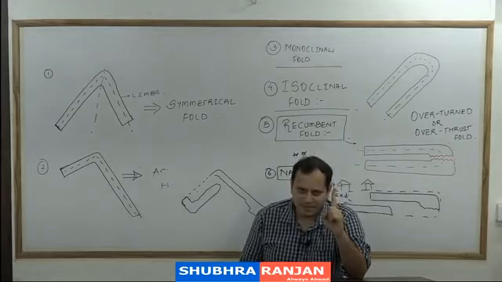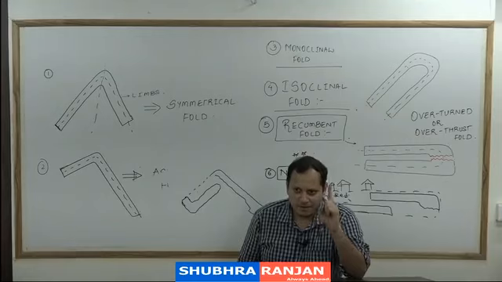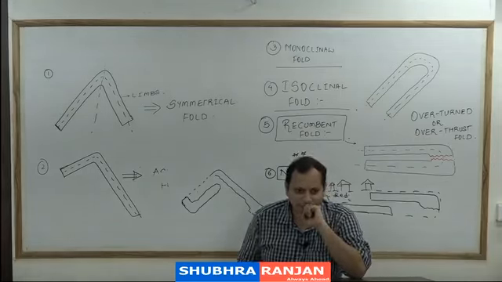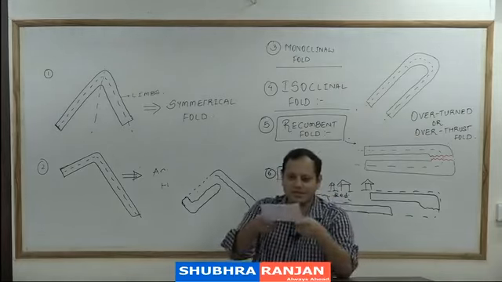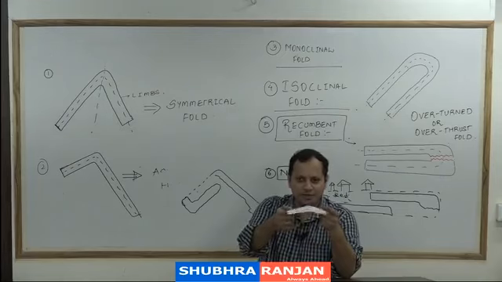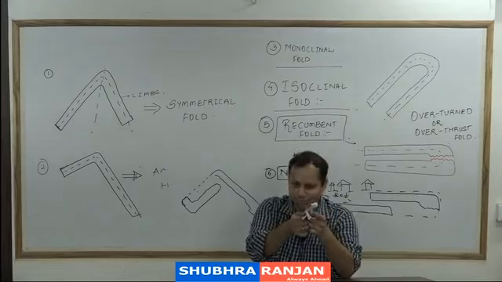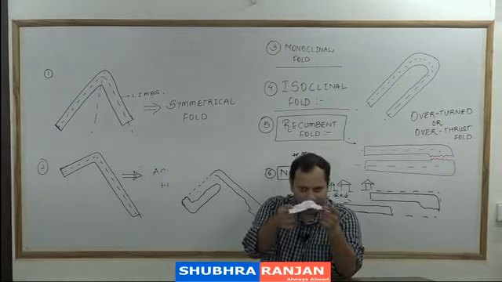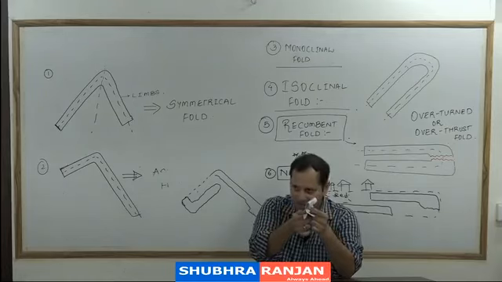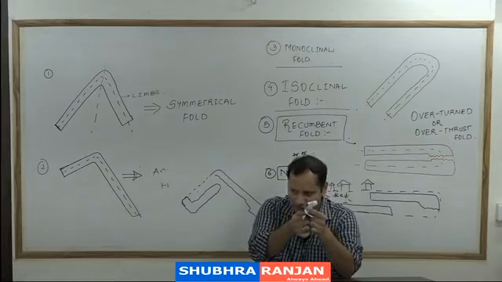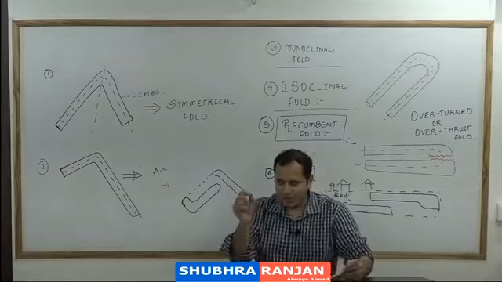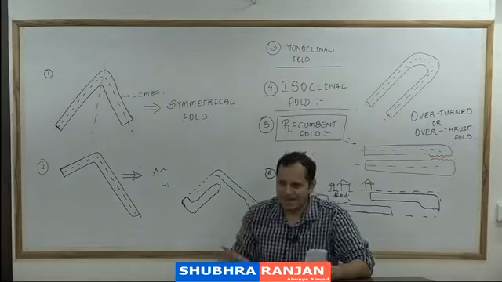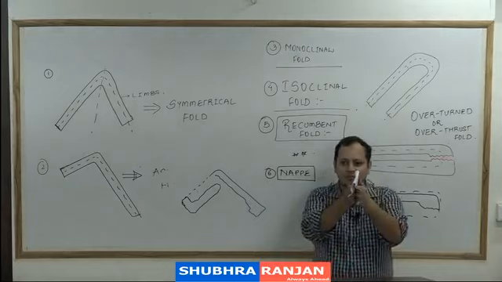Second characteristic, folding results in shortening of the Earth's crust. True or false? This is the earth's crust, now it is folded, so the area of the earth's crust has become smaller. So true or false? True. Folding will always result in shortening of the earth's crust, right? In fact, not just folding, any compressive force will result in shortening.